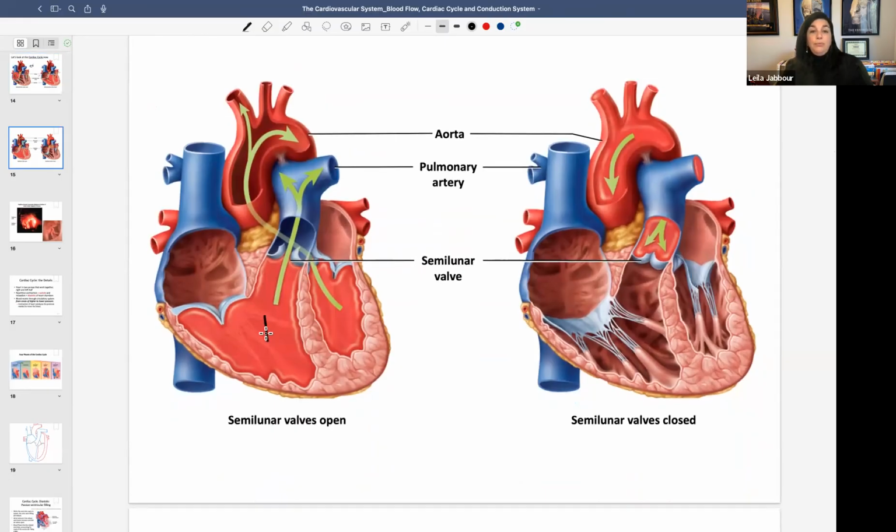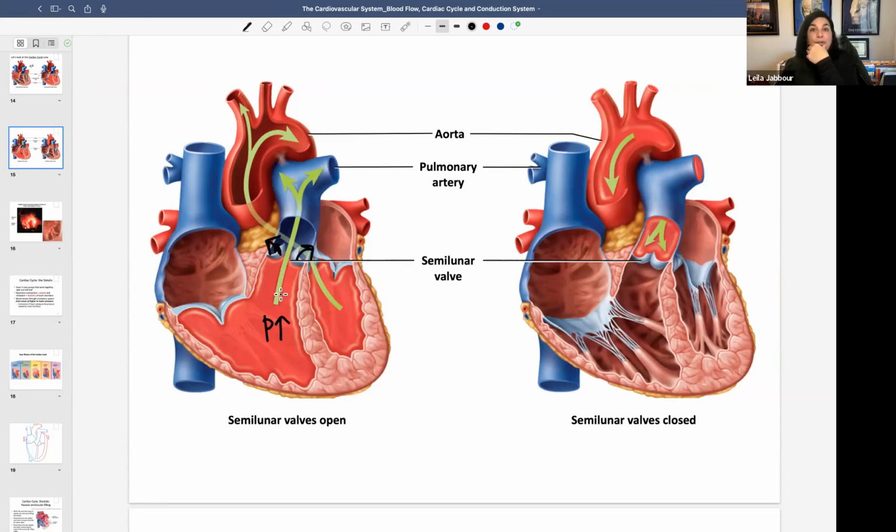Okay, when the pressure is high enough that it's even higher than the pressure in the aorta, finally, the blood can push these semilunar valves open, and you can see that here. These semilunar valves are swinging open. So the semilunar valves are like saucer cups. They're the opposite direction of the AV valves. You see these are like upside down cups, but the semilunar valves are right side up.